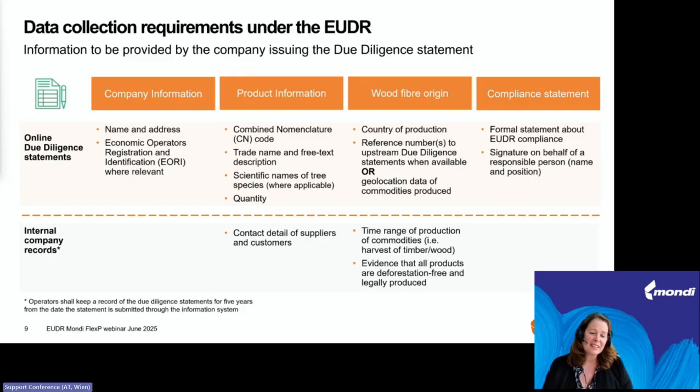The trade name and description, and of course also the species names of the trees, and also the quantity of product being sold. On the wood fiber origin, you will find the country of production. And most likely you will find reference numbers to the upstream due diligence statements when they are in the system.